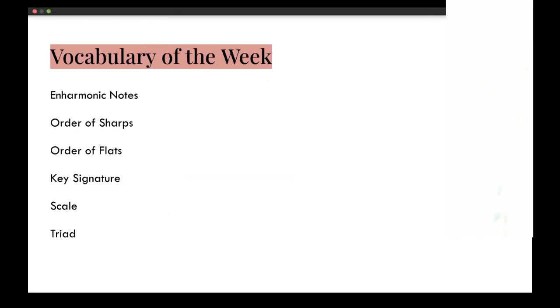Wait, I thought we had an activity. Okay, I think the activity for enharmonic notes is in the homework. Okay, but the vocabulary of the week is just to study enharmonic notes, the order of sharps, order of flats, key signatures, scales, and then for the review session, I think we'll try to put in some triads along with the scales and the key signature stuff, just for you guys to get extra practice on this.